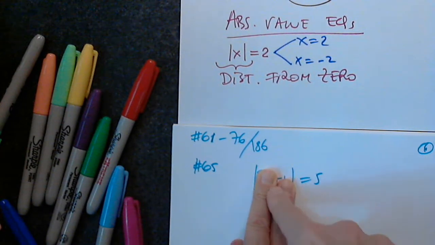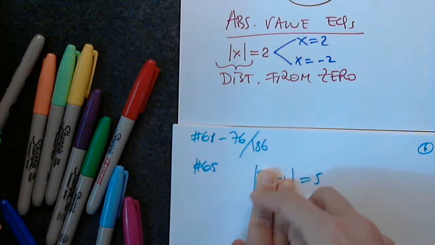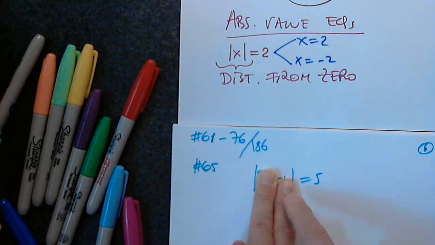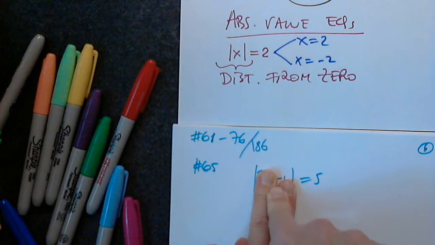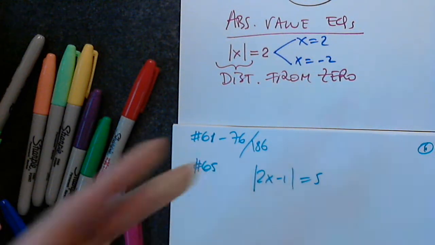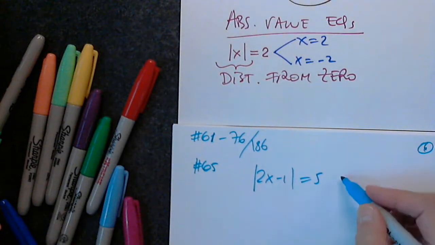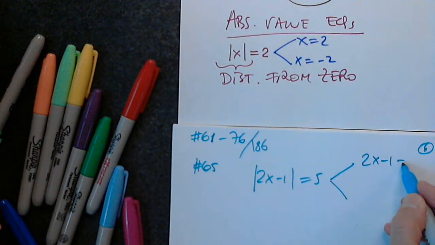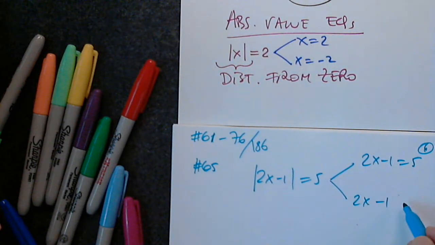So what can this number be? Can I put here 4? No, because the absolute value of 4 is not 5. Can I put here 0? No. But what can I put in here? 5 or negative 5. That's how we look at it. Nothing else. So 2x minus 1 has to be 5 or negative 5. The exact same process. Nothing different.